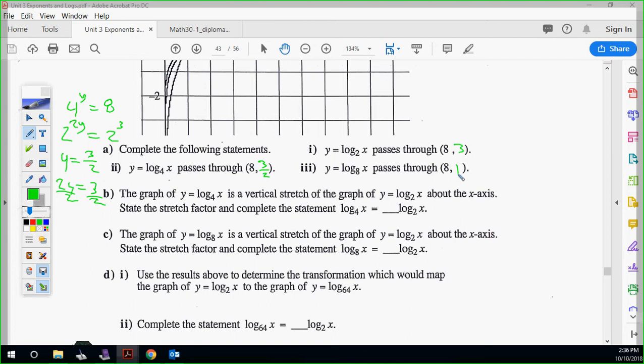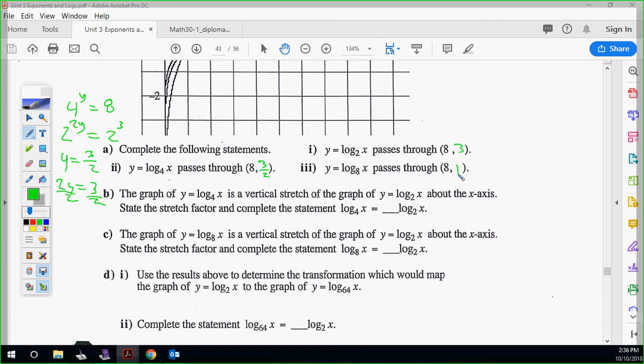Okay, so this is what they're asking. About the x-axis, state the stretch factor and complete the statement. So log base 4 of x equals what times log base 2 of x? We know log base 2 of x is stretching faster, so we're going to be making this one smaller, right? So how do you make things smaller? Fractions, right. That's our numbers between 0 and 1.